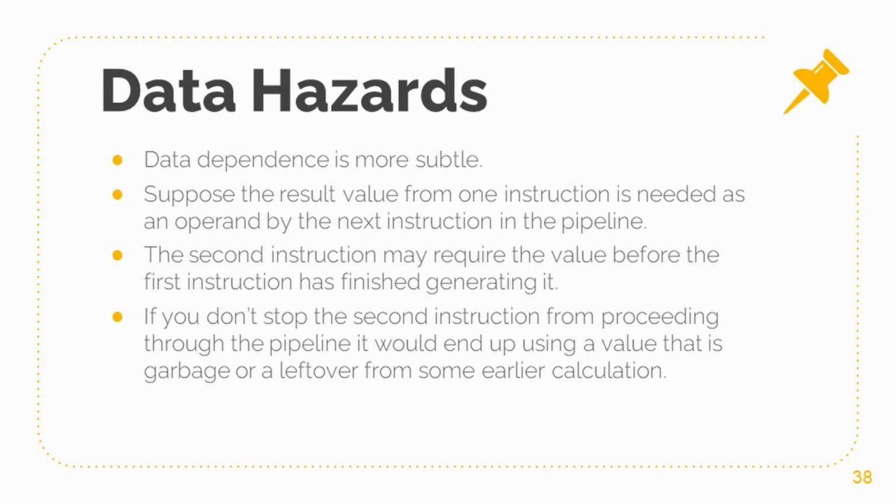1. Read after write, RAW, hazard, occurs when a later instruction needs to read data that is produced by an earlier instruction that has not yet finished writing the data. If the later instruction proceeds without waiting for the earlier instruction to complete, it may use stale or incorrect data, leading to erroneous results.